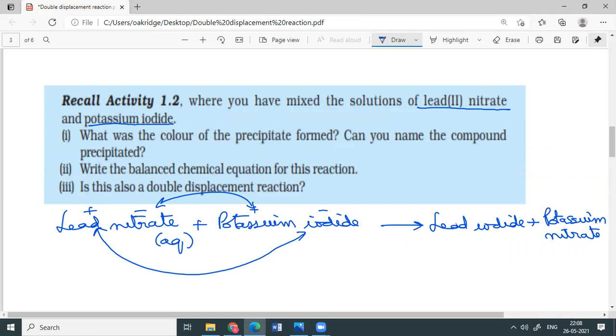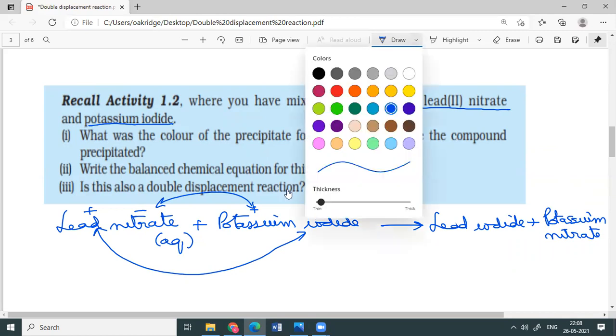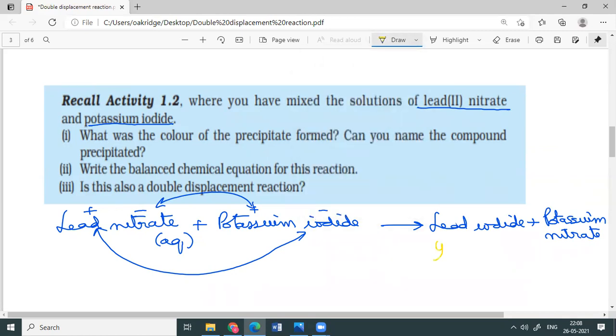Okay, so here, if you can see, children, it's again a precipitation reaction. Why? Because there will be a yellow color lead iodide formed. Okay, lead iodide will be a yellow color precipitate, and it will be a really bright yellow color. So when you mix two colorless solutions, a bright yellow color precipitate will be formed.